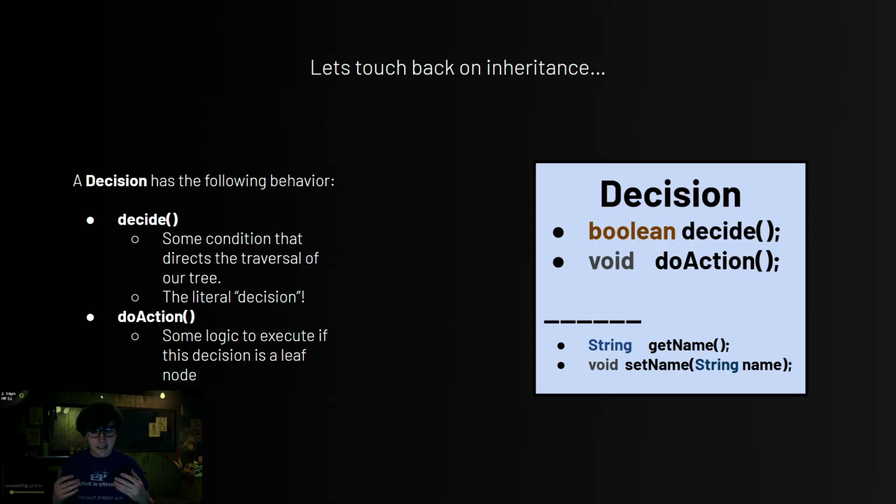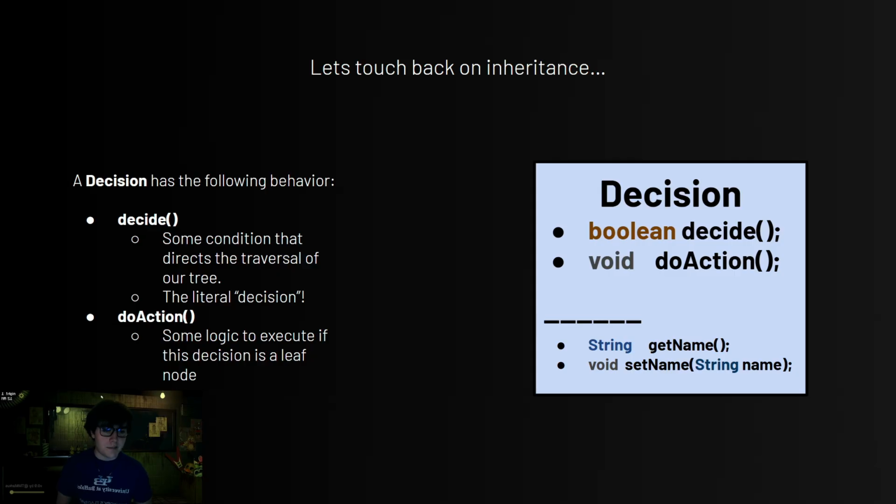So a decision has the following behavior: a decide method that returns a boolean, and a do action method that returns a void. So decide is just some condition that will direct the traversal of our tree, as my bullet point says here. Meaning that when we eventually go through our tree in the future, this decide method will help us choose down which branch to go, either right or left. And do action is logic that we should execute after we've already made our way down the tree, and we are at a leaf node. And I'll define what a leaf node is later.